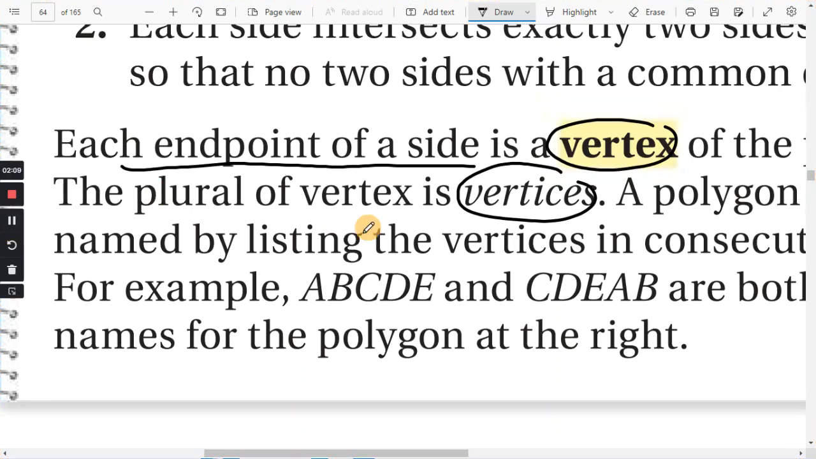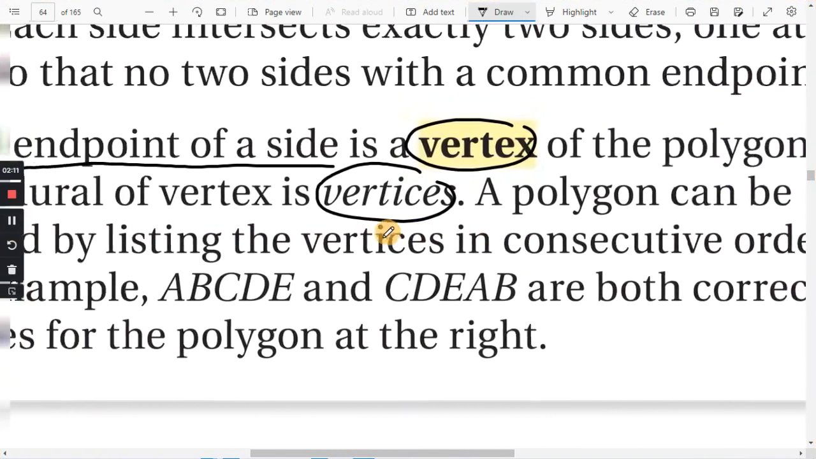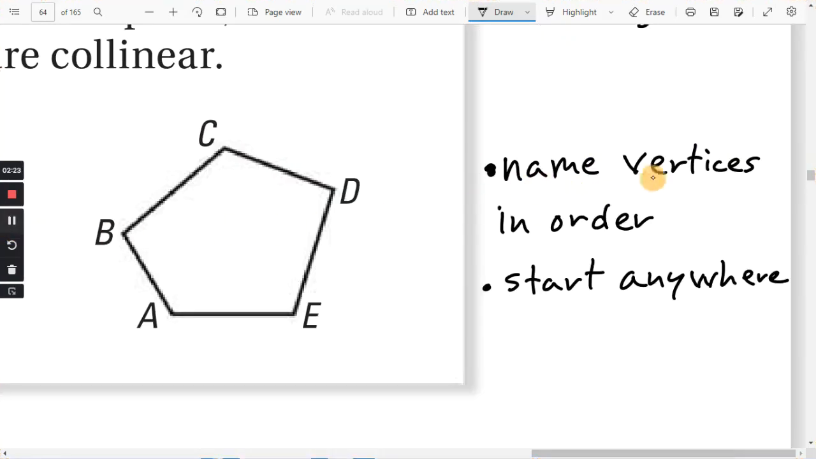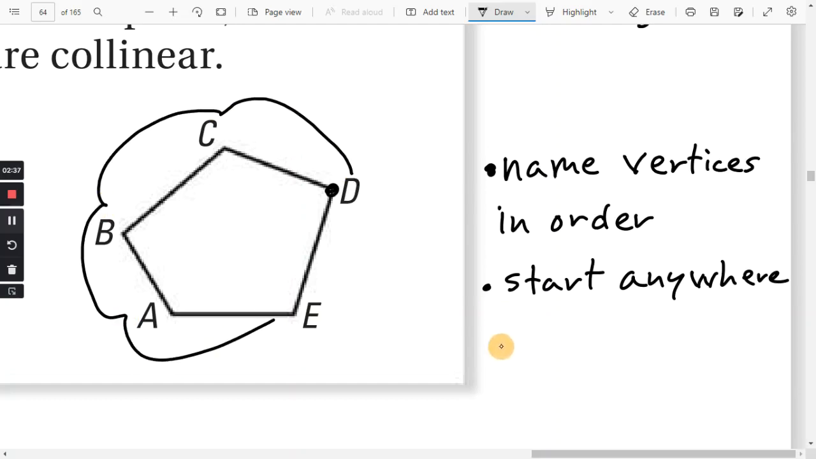You name the polygon by listing the vertices in consecutive order. You can say A, B, C, D, E, or C, D, E, A, B, and so on. I'll show you on the diagram. You name the vertices in order, and you can start anywhere. You can go in either direction. So let's say I started at point D. I can call this one D, C, B, A, E.